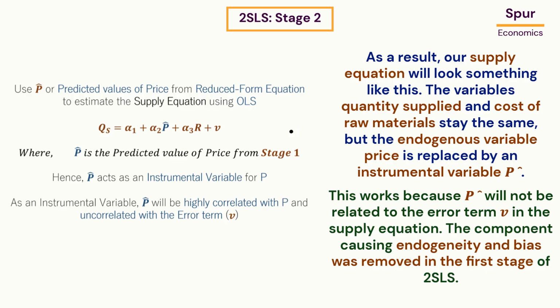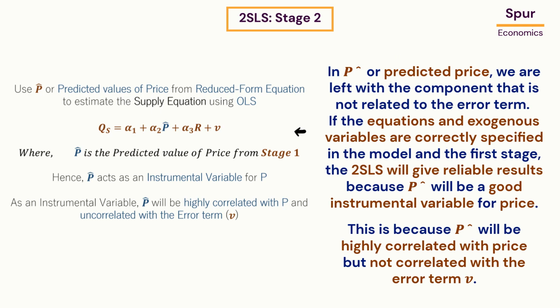This works because P cap will not be related to the error term upsilon in the supply equation. The component causing endogeneity and bias was removed in the first stage of 2SLS. In P cap, or predicted price, we are left with the component that is not related to the error term. If the equations and exogenous variables are correctly specified in the model and the first stage, the 2SLS will give reliable results because P cap will be a good instrumental variable for price. This is because P cap will be highly correlated with price but not correlated with the error term upsilon.